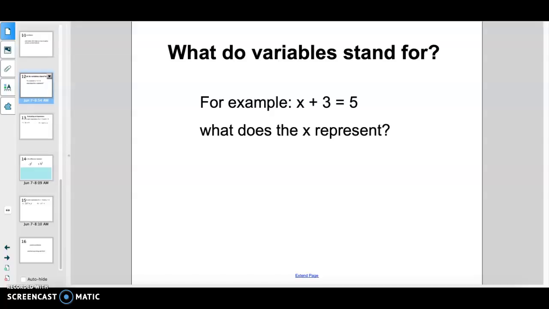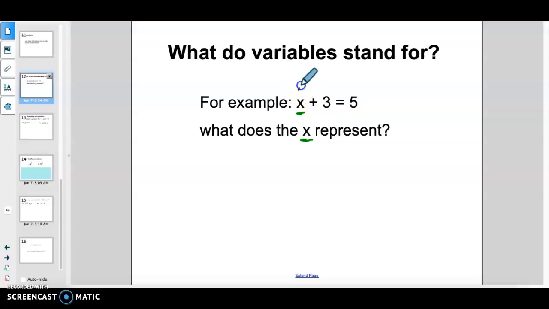A large part of algebra deals with variables. So what do variables represent? In this equation, we've got x plus 3 equals 5. So x in this situation is the variable. What x is standing for is the unknown value. So we're wondering what number plus 3 equals 5.